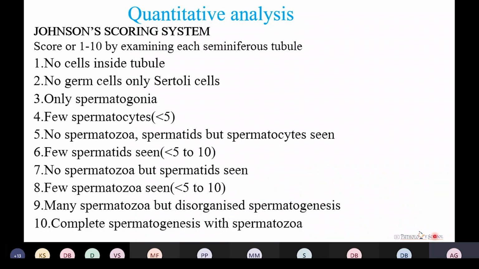Score 6 is when few spermatids are seen, usually less than 5 to 10. Score 5 is when there are no spermatids, but spermatocytes can be seen. Score 4 is when few spermatocytes are seen, usually less than 5. Score 3 is when only spermatogonia are present. Score 2 is when there are no germ cells and only Sertoli cells are present. And score 1 is when there are no cells inside the tubule.